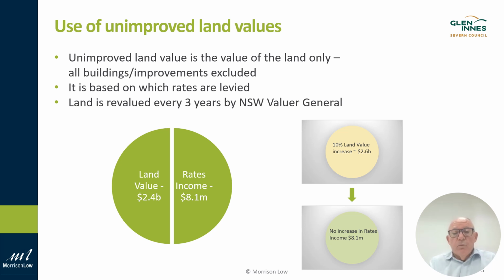Now there's a bit of a myth that says if we increase the land value, so they go up by 10% to 2.6 billion, the rates income goes up directly. It doesn't go up directly as a result of the increase in land values. The only way that the rates income goes up is an increase in the rate peg amount or a special rate variation, which we'll touch on later.